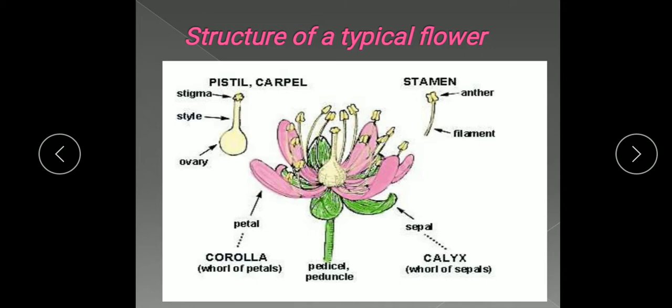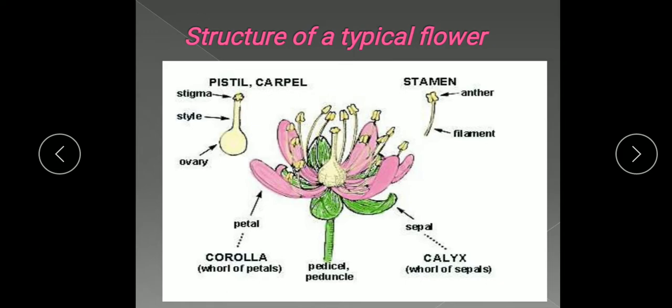Then next to the ovary, the distal receptive part is known as the stigma. It receives the pollen grain during pollination, and the middle or median part is known as the style. The pattern of ovule arrangement in the ovary is known as placentation, which we will study in detail in the coming parts of the chapter. After fertilization, the ovule develops into seeds and the ovary matures into fruit. So this is all about the typical flower, its parts and structure.